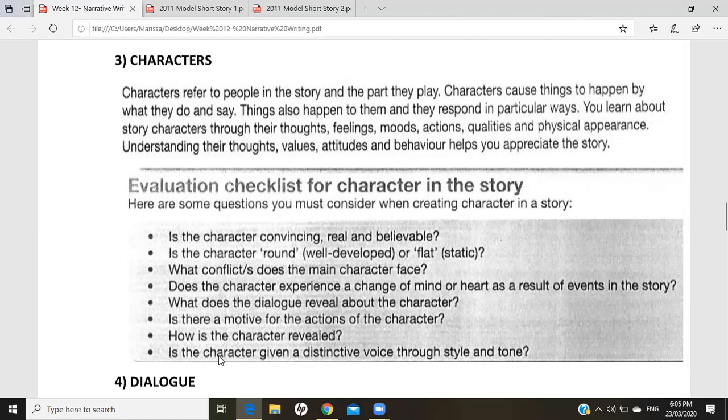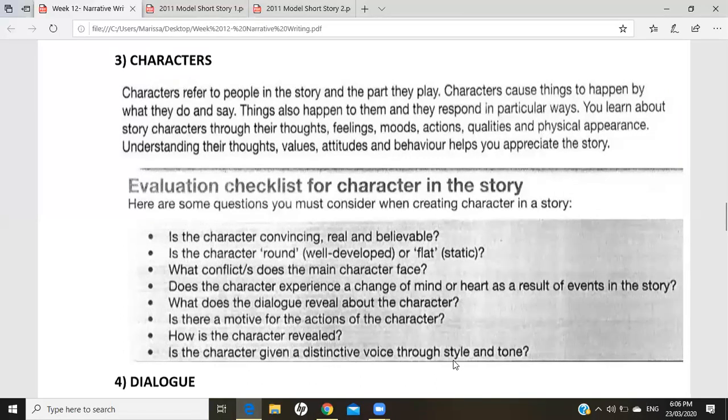The next thing is, is the character given a distinctive voice through style and tone? So like when you are reading what the character is saying, you could tell, okay, this character has a distinctive voice. They're always upset. So the tone of voice is always angry or very loud. Or through style. So is the character speaking in standard English? Is the character speaking in dialect and slang? Is the character speaking in a different language? So it all depends on the style and the tone of voice that the character uses, which would be unique and reflect the character himself or herself.